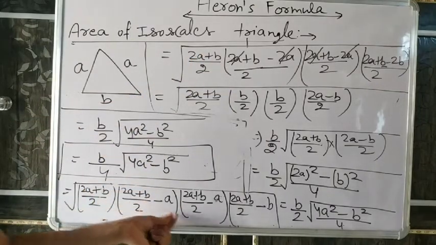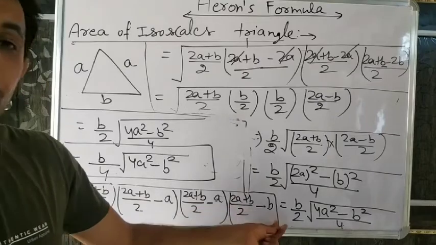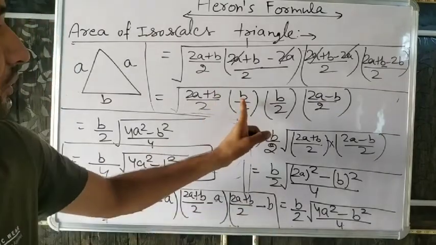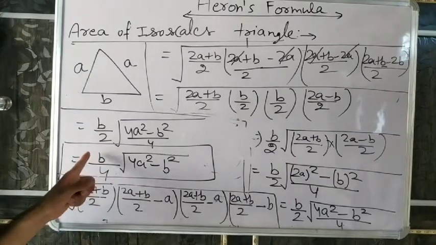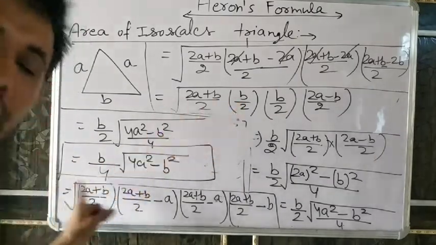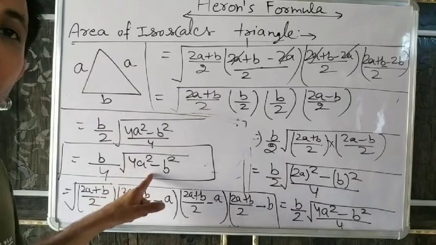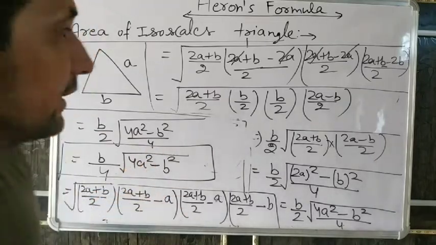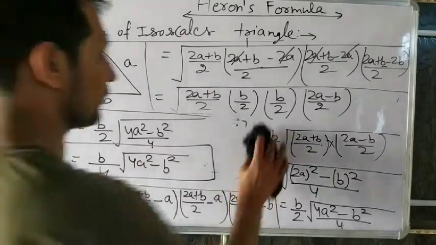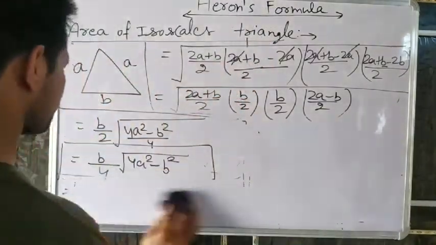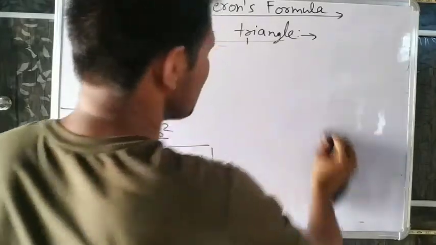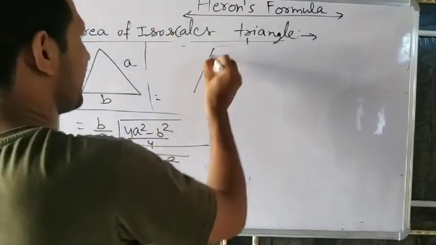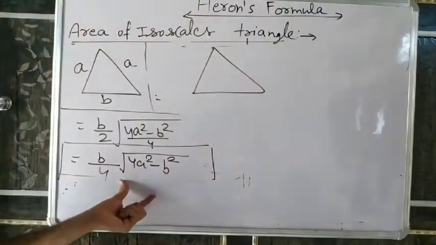S minus a, s minus a, s minus b. Third side. So in the last we will find what is the formula? Base divided by 4 under the root 4 into a square minus b square. Understand? So we are finding one question: find the area of a triangle. By this formula, if an isosceles triangle is given, we can use this formula.